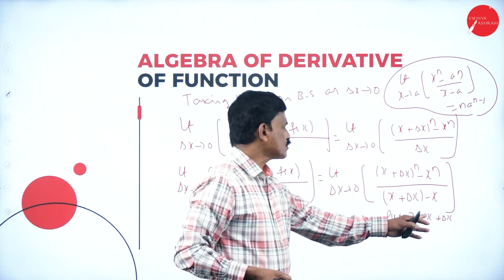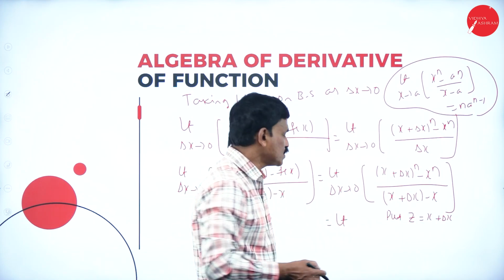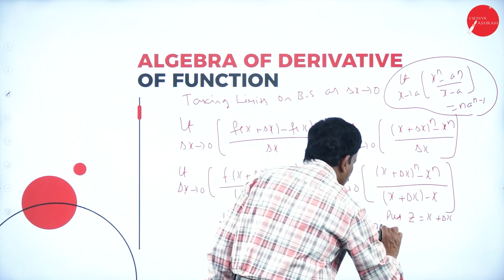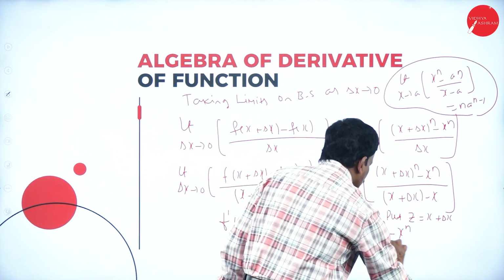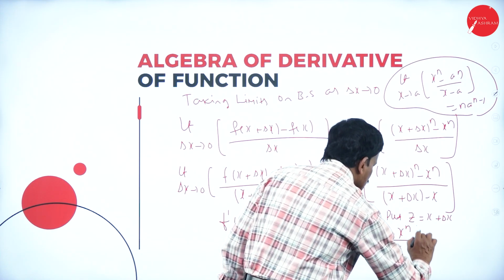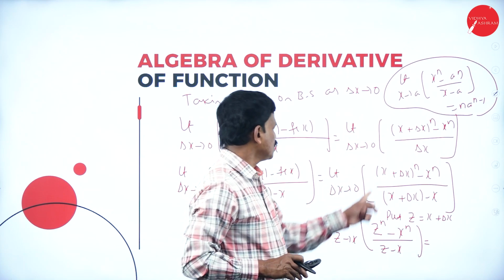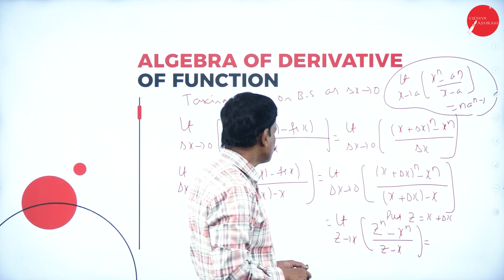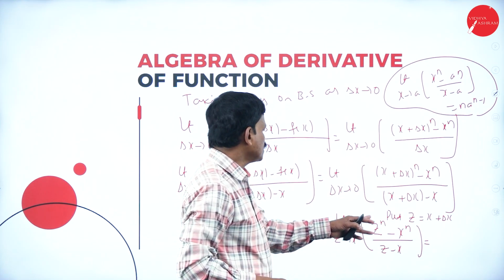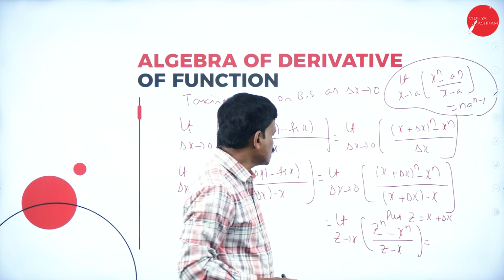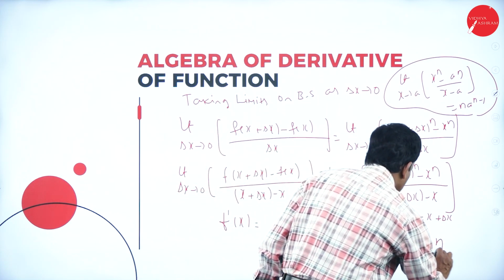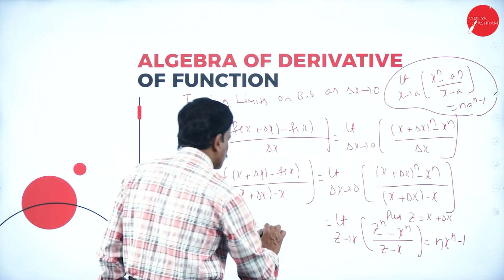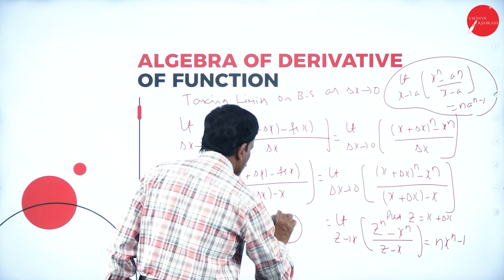When delta x is equal to 0, z is equal to x plus 0, which is x, so z tends to x, right? And this becomes z to the power of n minus x to the power of n divided by z minus x. So this is of the form limit of x raised to n minus a raised to n divided by x minus a. So here, as z tends to x, z to the power of n minus x to the power of n divided by z minus x can be written as n into x to the power of n minus 1. Therefore, the limit of this function is n x to the power of n minus 1.